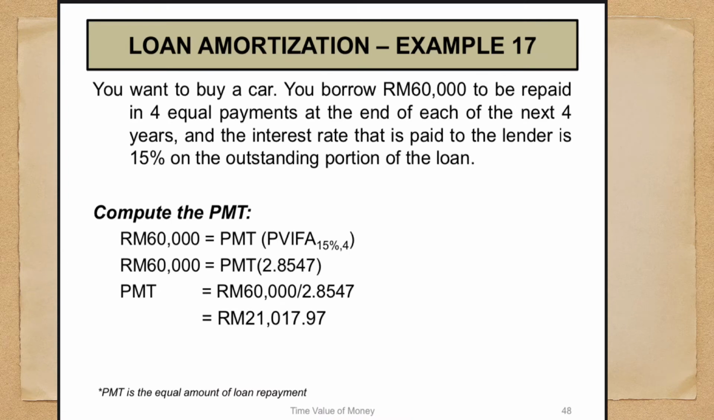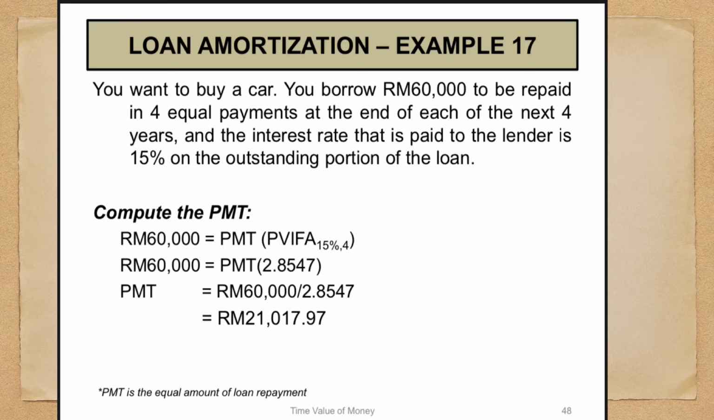Now look at this example. Let's say you want to buy a car, so you have to borrow from a financial institution or the bank. Let's say you borrow 60,000 to be repaid in 4 equal payments or installments at the end of each of the next 4 years. The interest rate paid to the lender is 15% on the outstanding portion of the loan.